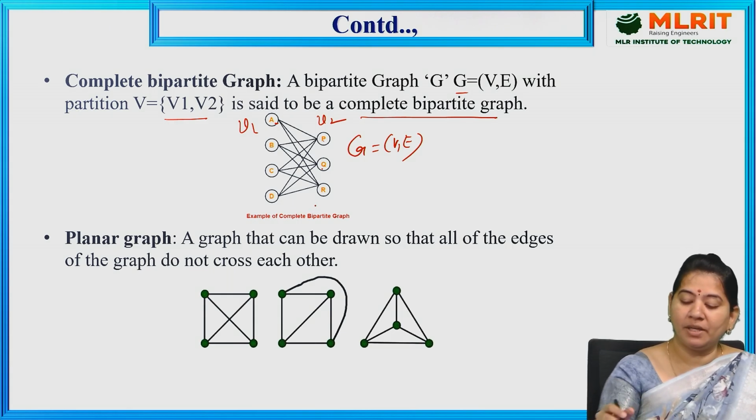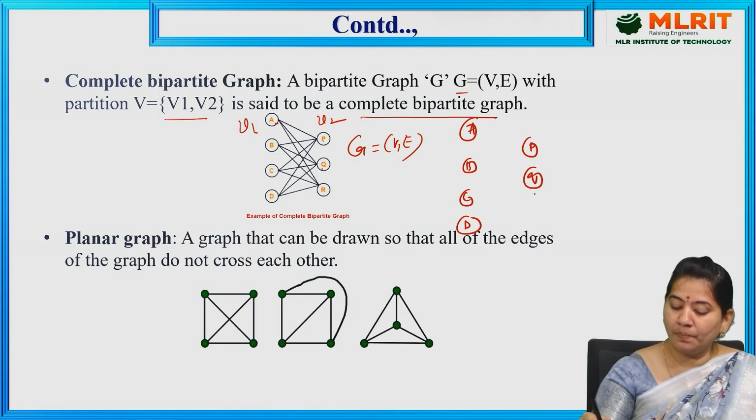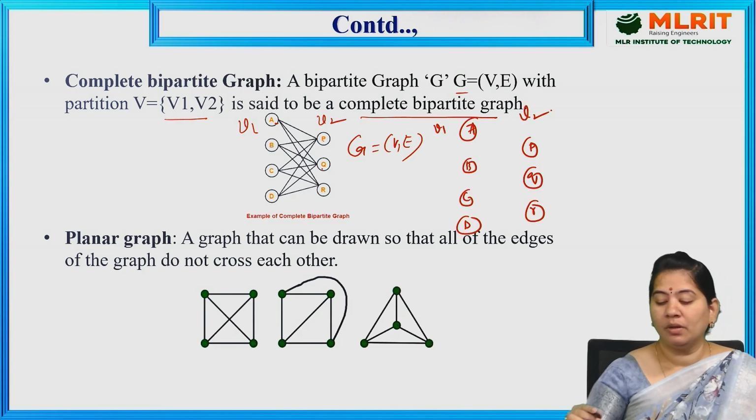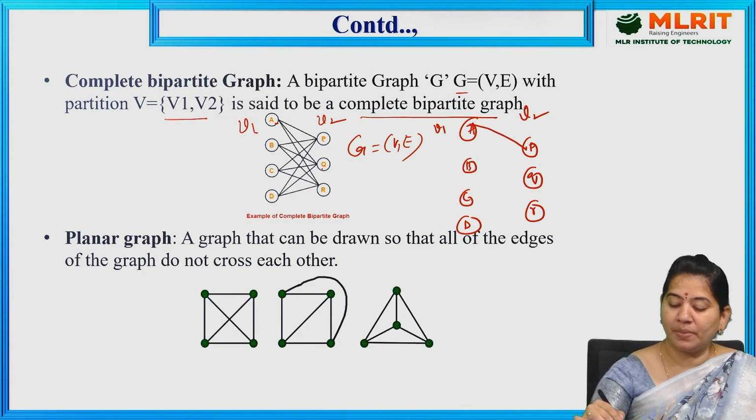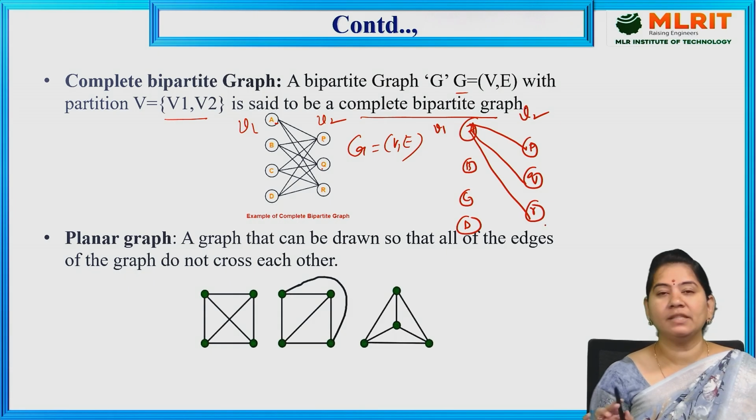So I will be drawing that separately here. Let us say A, this is B, this is C and this is D. Here we have P, Q and this is R. Now I have partitioned these sets into V1 and V2. Now A should be mapping with P, Q and also R. Whatever vertex we have in V1, it should map with all the vertices in V2.